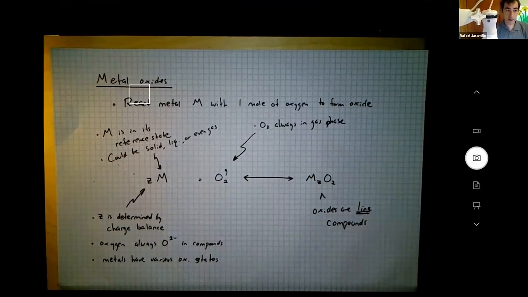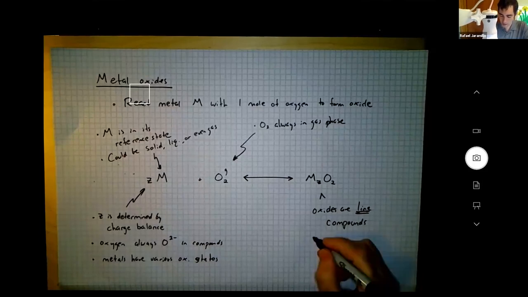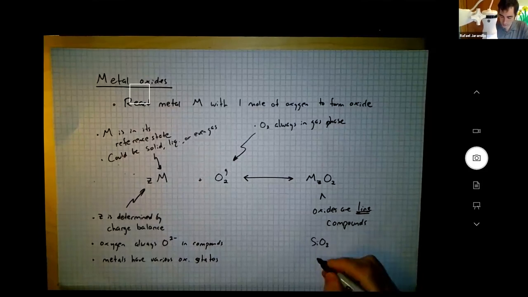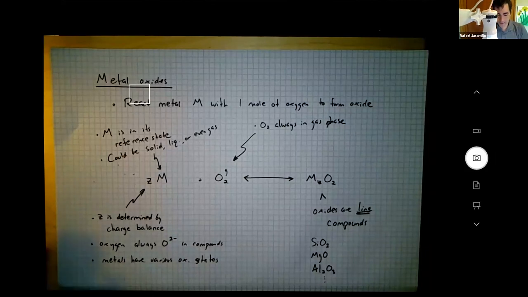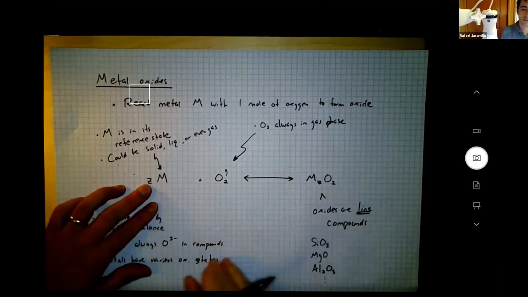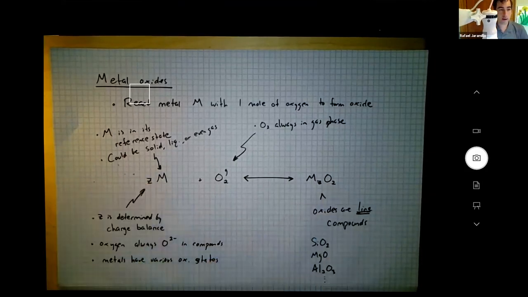That Z is not a variable. That Z is an integer or a rational fraction, and it's fixed. Right? SiO2, magnesium oxide, Al2O3, and so forth. Okay, so when we return on Wednesday, we're going to talk about the thermodynamics of this reaction. We're going to use this property of being line compounds, and we're going to use a bunch of other things as well.